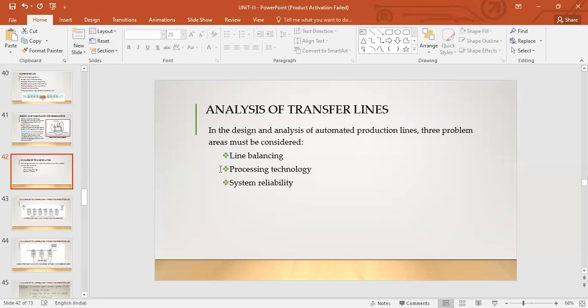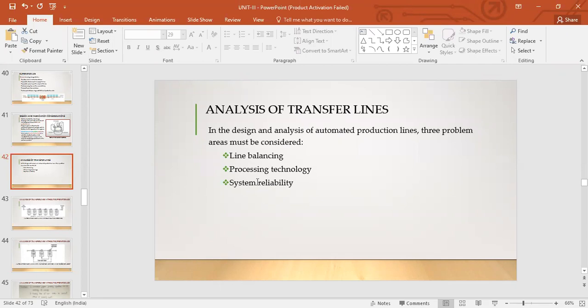So processing technology, the problem is manufacturing limitations, right? Feed, speed, and depth of cut based on material limitations. So based on manufacturing principles, you have some limitations. So that comes off as one problem area. The third problem area is your system reliability. That is basically that the workstations do not function as we expect them to, right? We have malfunctions, we have breakdowns, etc. We discussed that. So that is your system reliability problem.